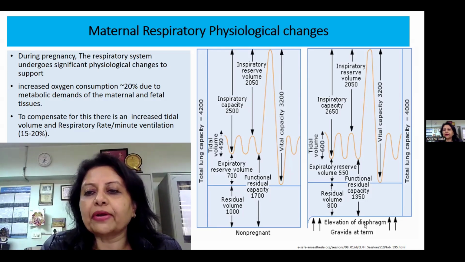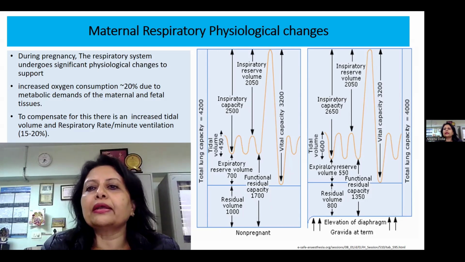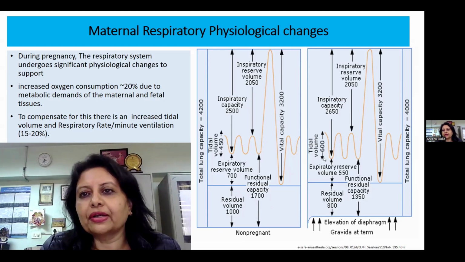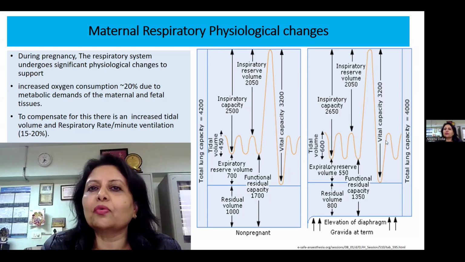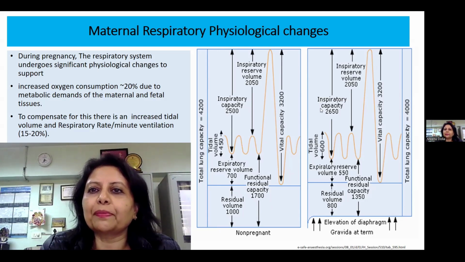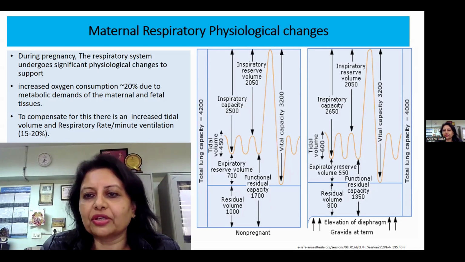The rising diaphragm, which is seen in a gravida at term, results in, while the total lung capacity remains similar, an increase in the tidal volume from 450, which we have seen here, to 600. The vital capacity remains the same. There is an increase in the inspiratory capacity to 2,650.